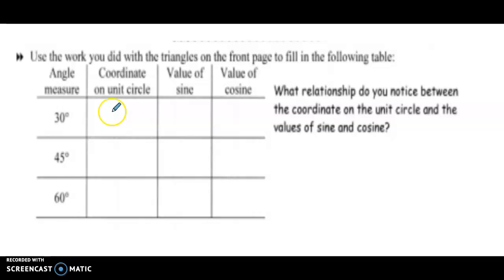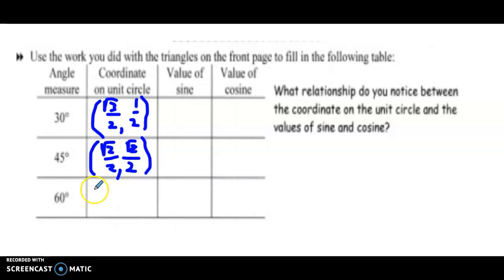Okay, now we're going to think about those coordinates for our 30 angle, our 45 angle, and our 60 angle. So go ahead and fill in this table with what those coordinates were. On the 30-degree angle, it was the square root of 3 over 2, comma, 1/2. On the 45, it was the square root of 2 over 2 for both legs. So that was over square root of 2 over 2, up square root of 2 over 2. And for the 60 it was just the opposite of the 30, so it was 1/2 and then square root of 3 over 2.